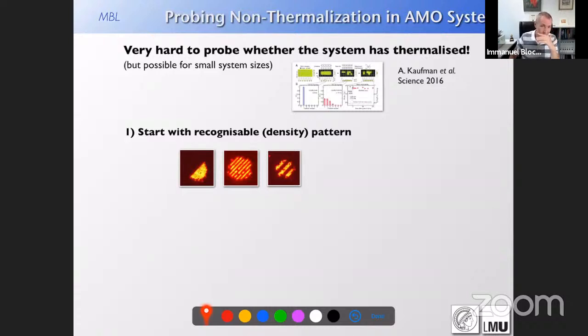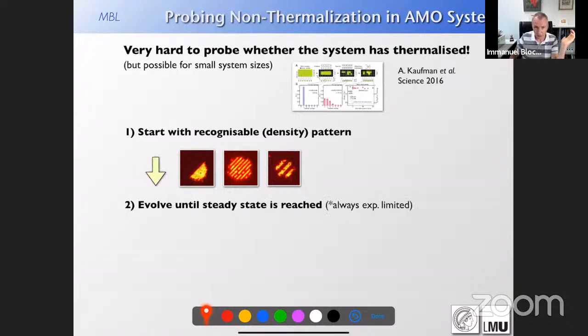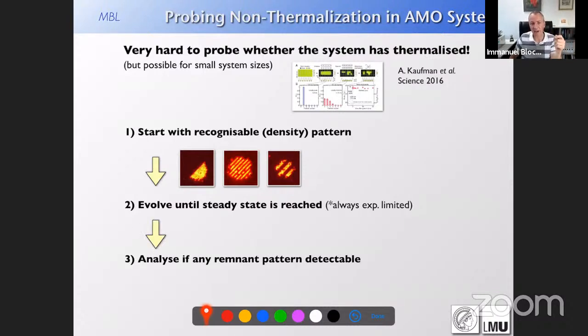We start with a recognizable density pattern in 2 dimensions. We evolve it for some time until we hope a steady state is reached. And then we analyze if any remnant pattern of the initial state is detectable in the experiment. If there is any memory of the initial state, whatever initial state we put in, this state or that state, whether we can still retrieve it after some time, and hopefully, of course, we are in a steady state.